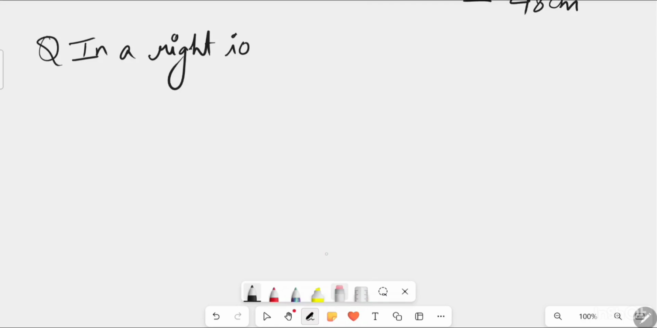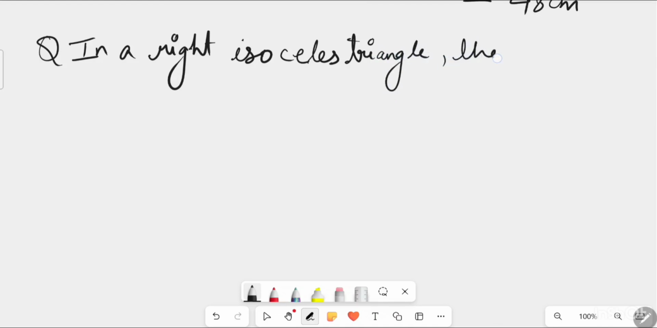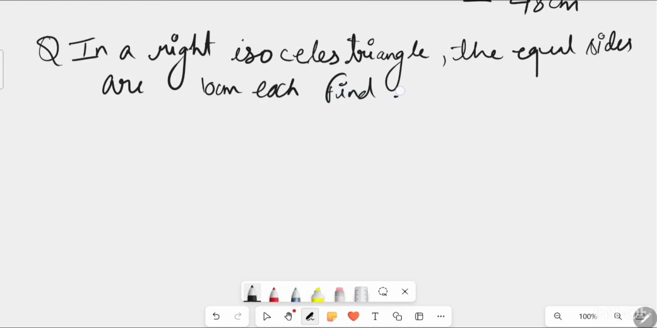So here is your question of the day. In a right isosceles triangle, the equal sides are 10 centimeter each. Find its area.